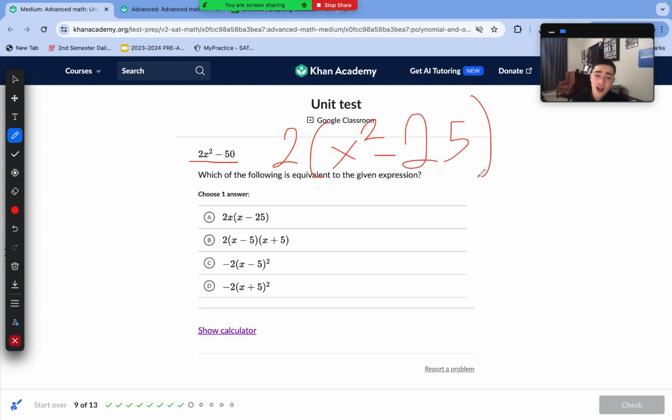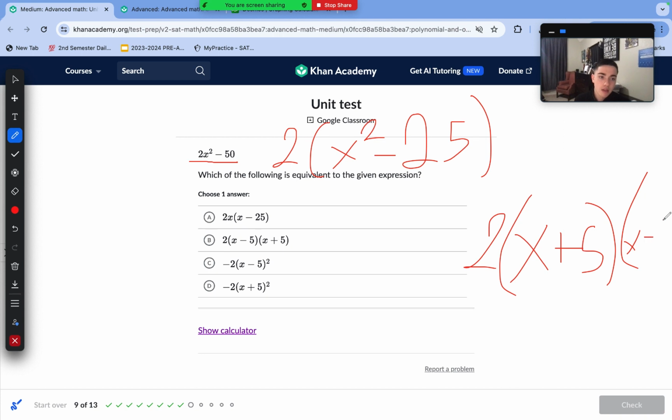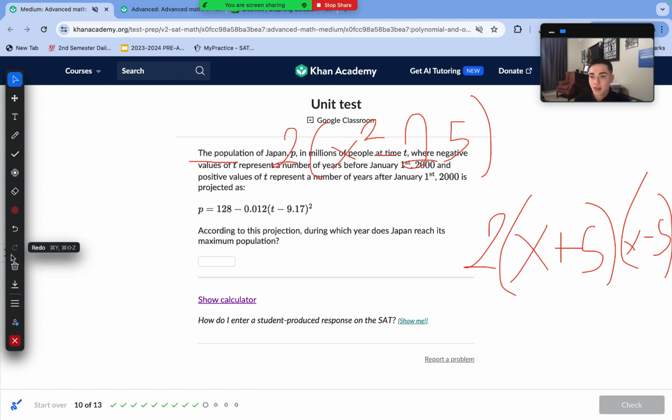And now to further factor this, we can use a little trick called difference of squares, where a squared minus b squared equals parentheses a plus b, parentheses a minus b. So we can factor x squared minus 25 as just 2 parentheses x plus 5 parentheses x minus 5. So that means that this is the equivalent expression, and answer choice B is the correct answer.